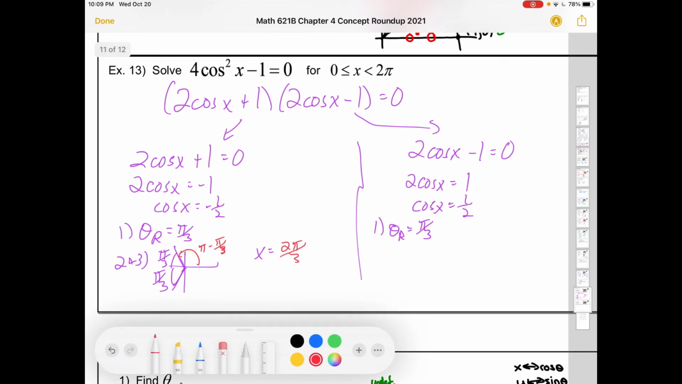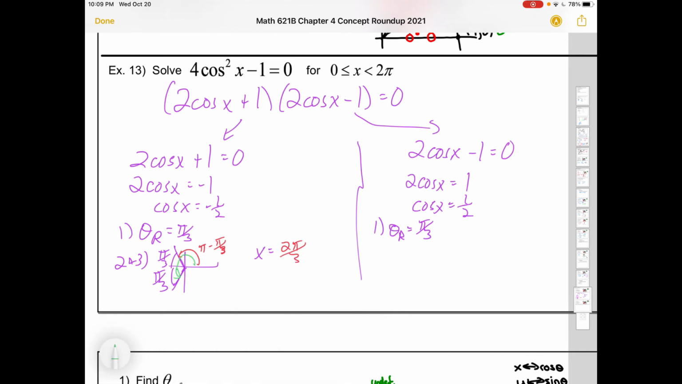One of these solutions is going to be pi plus pi over 3, which would be 4 pi over 3. And those are some solutions to the initial equation. I guarantee if you plug them in, it'll work out for you.